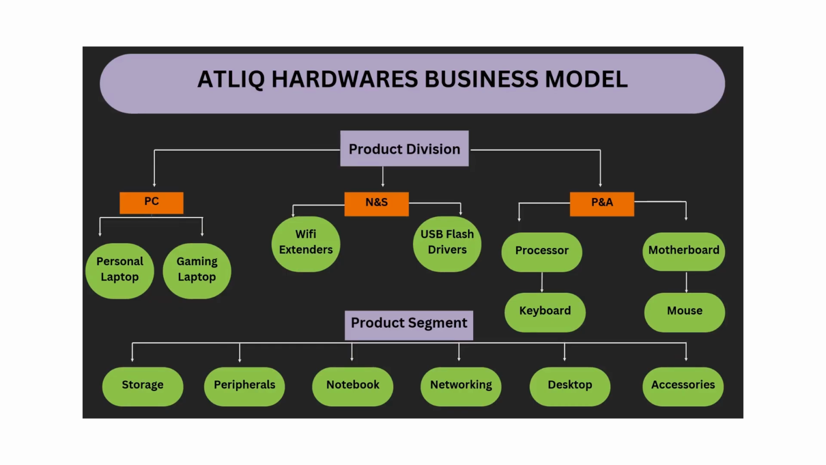Atliq Hardware business model: they have the product division. They have PCs, networking and storage, and then peripherals. In PCs they have some subdivisions here: personal laptop, gaming laptop. In the networking segment they have Wi-Fi extender, USB flash drives, and so on. So these are the product segments that you can see here.